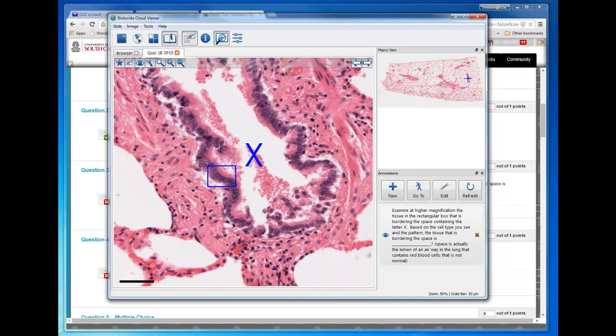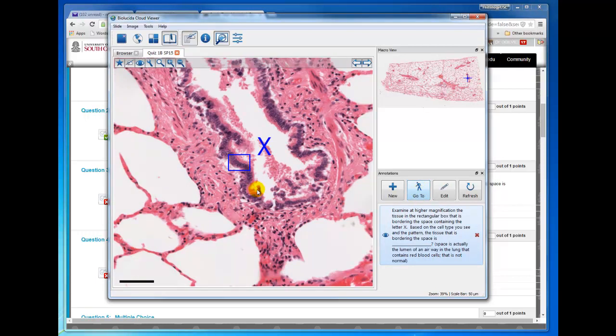So once again, make sure you click on this and go to. Make sure that you also have this macro view so you can see the context in which the question is asked. That's the advantage of using virtual slide specimens on a quiz or exam.